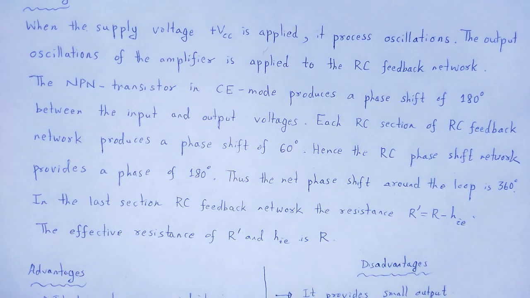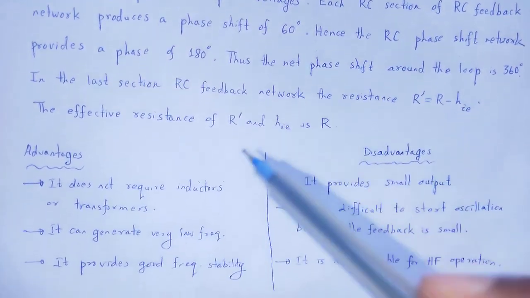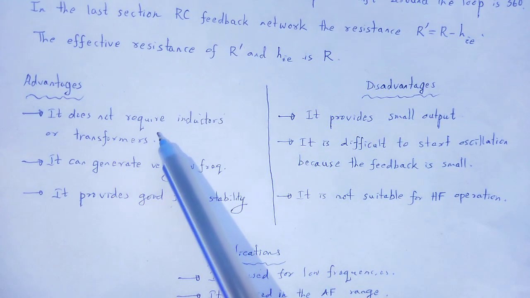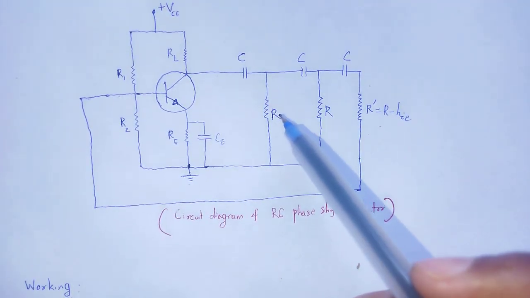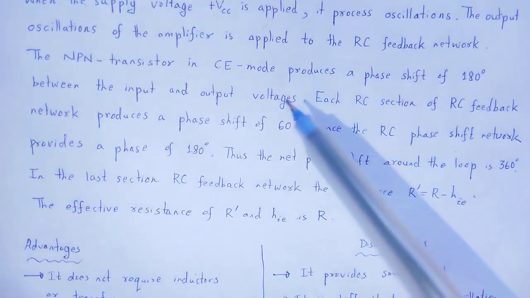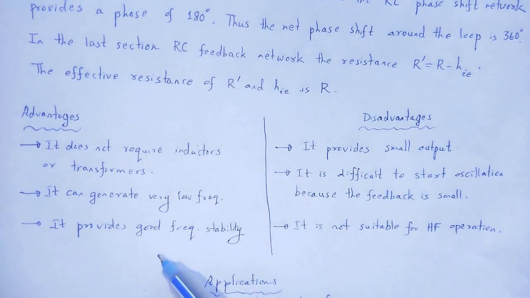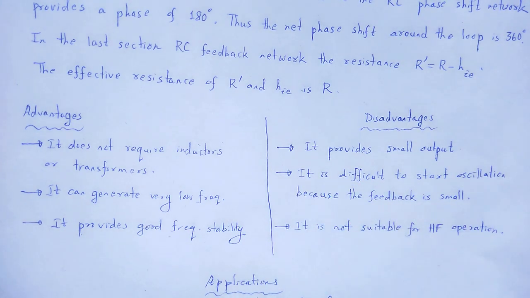The oscillation is produced due to phase shift, and that phase shift we obtain by taking an NPN transistor in common emitter mode of operation plus the RC feedback network. The advantage of the RC phase shift oscillator is that it does not require inductors or transformers, only capacitors and resistors are used. It can generate very low frequency and it provides good frequency stability. These are the advantages.